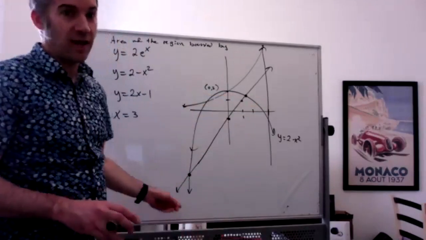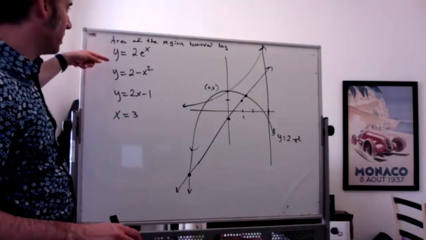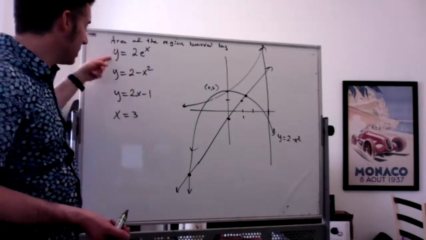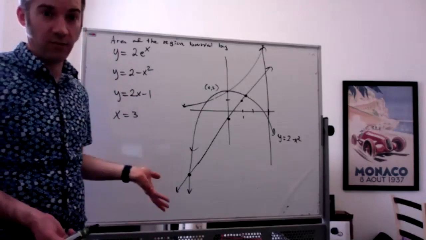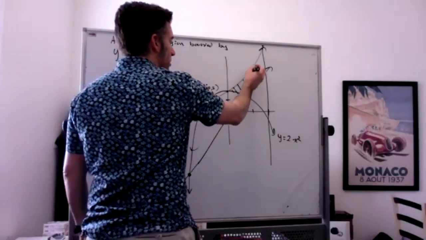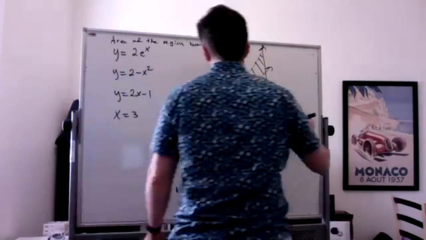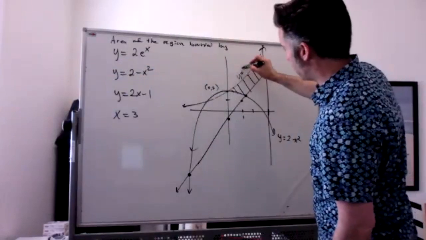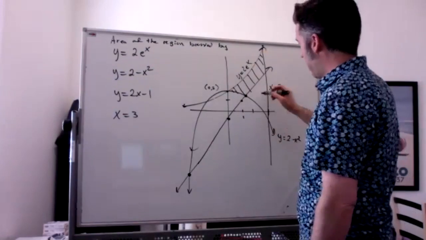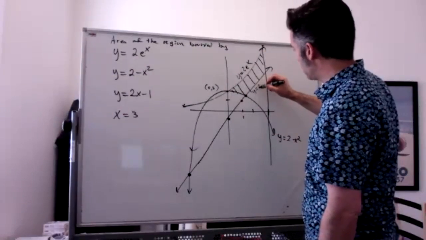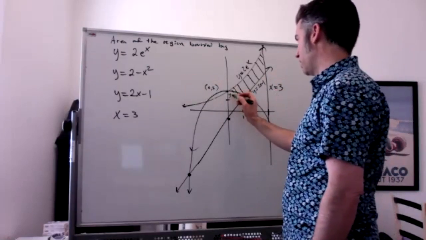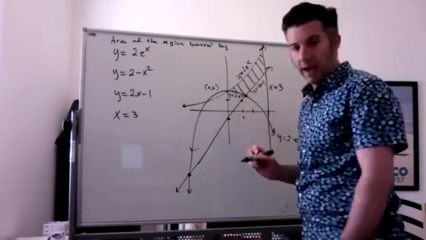So here's the thing. If I say I want the area of the region bounded by these 4 graphs, then the region has to have each of those 4 graphs as one of the boundaries. And this region here has y equals 2e to the x, has x equals 3, has y equals 2x minus 1, and has y equals 2 minus x squared as its boundary.